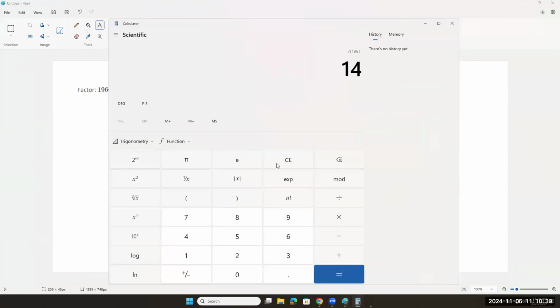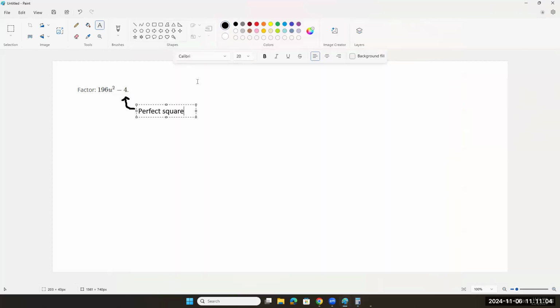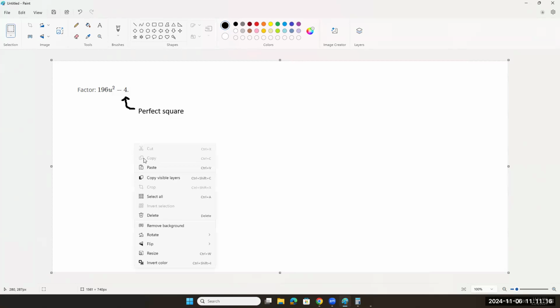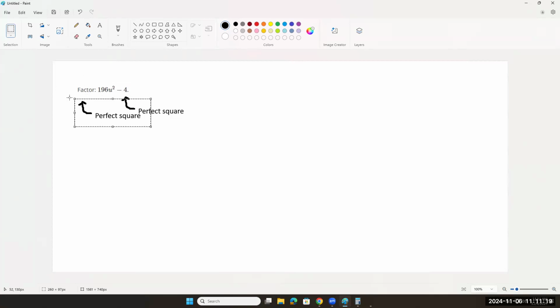So I'm going to look at my calculator and get the square root of 196, take the square root of it. And what I get is 14. In other words, 14 times 14 is 196. Okay, so the way I'm going to use that clue is that not only is 4 a perfect square, but it turns out that 196 is also a perfect square.